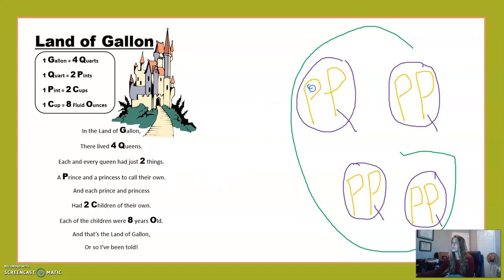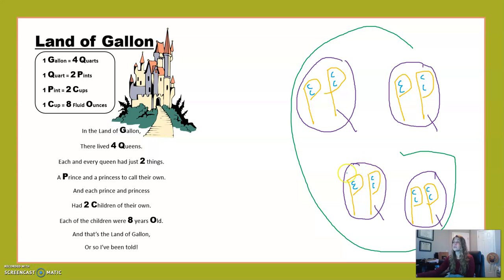So inside of each P, we're going to put 2 C's to represent the 2 cups inside of 1 pint. So now I can see all of the cups inside of my gallon. So look at what's so great about this chart. I know that there are 4 quarts in a gallon. I know that there are 2, 4, 6, 8 pints in a gallon. And I also know that there are 2, 4, 6, 8, 10, 12, 14, 16 cups inside of a gallon. That's not listed over here in my conversion chart, but I can see it in my picture.